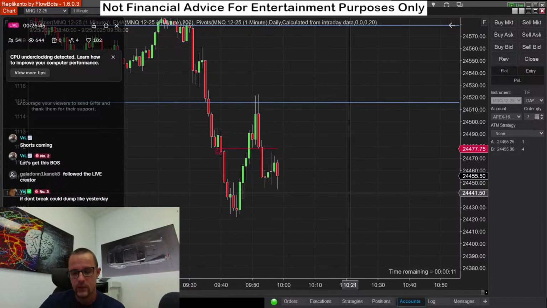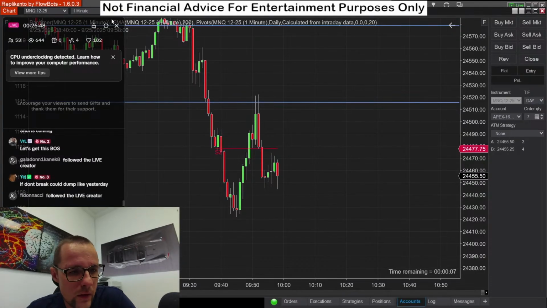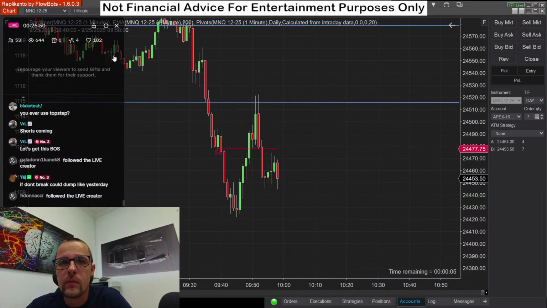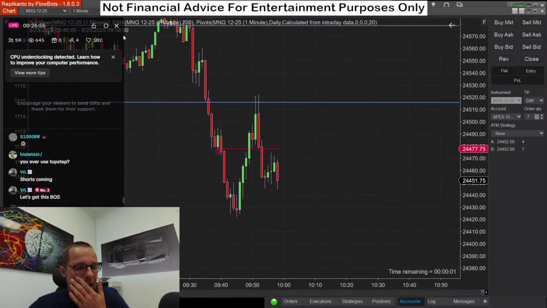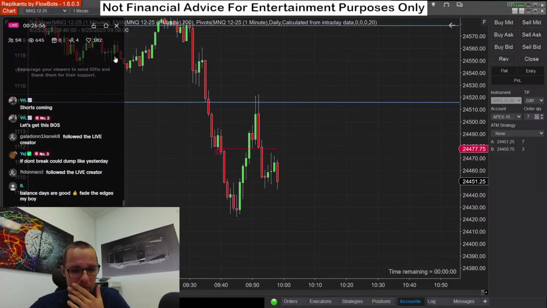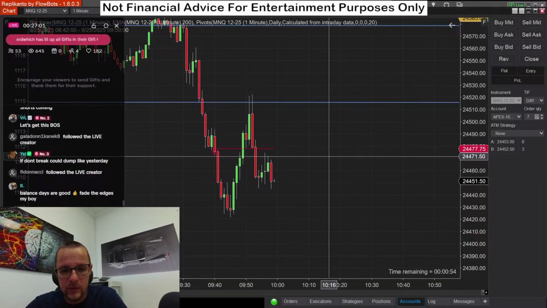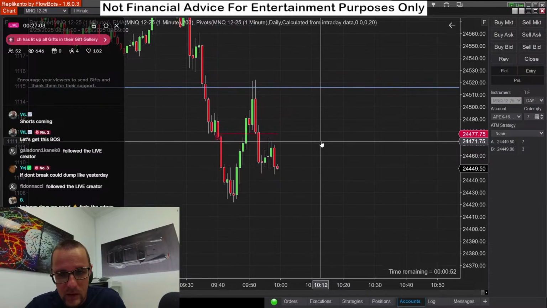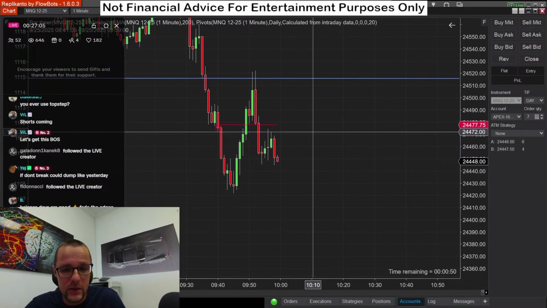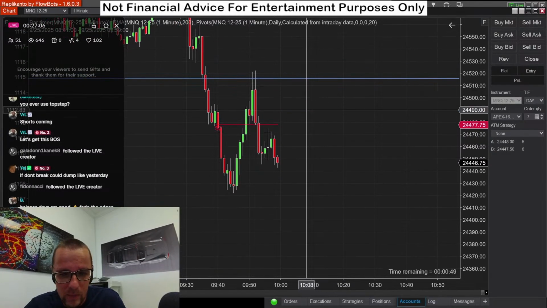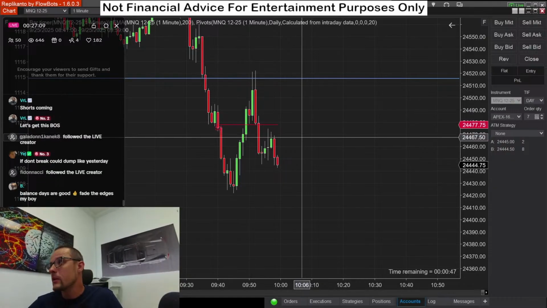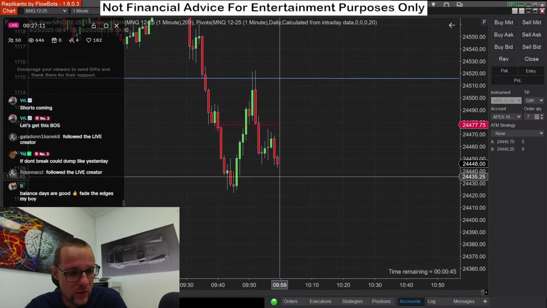So this is a tough area. This is another crucial spot where I personally prefer it to go up. Remember, a lot of times at 10 a.m. we got a reversal at 10 a.m.